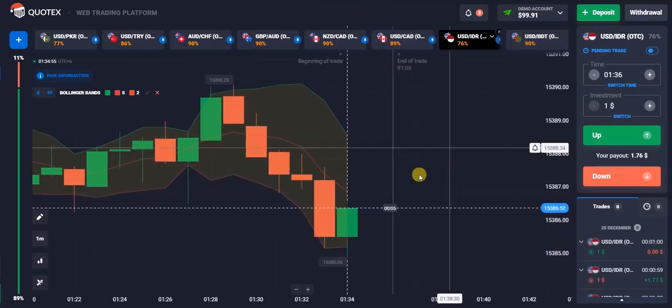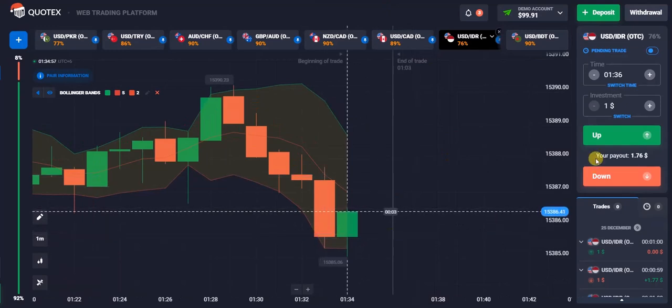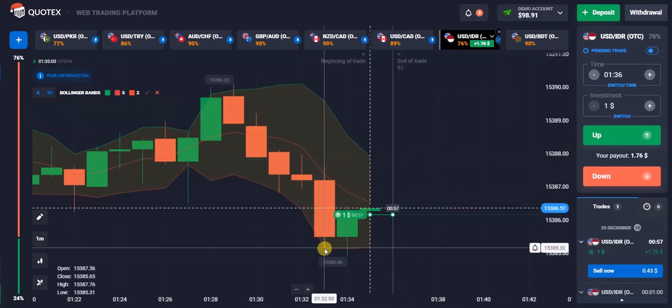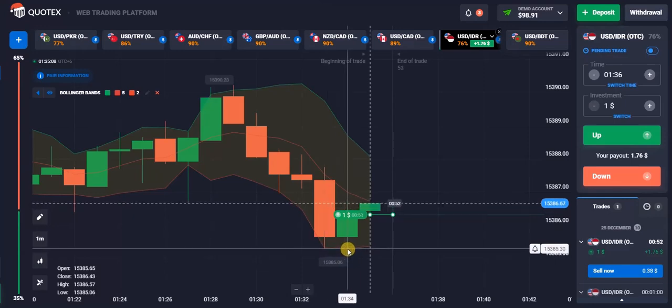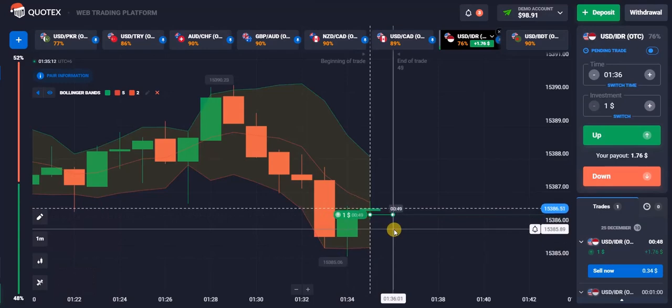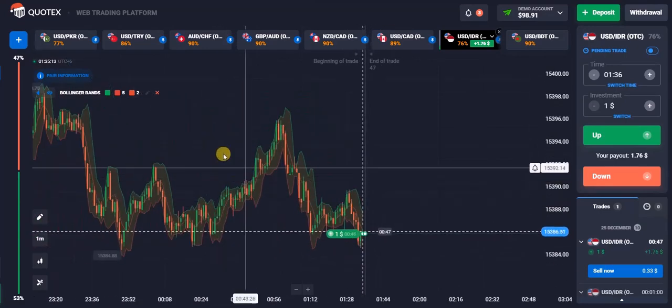Okay, so here is an opportunity. So we're gonna take an uptrend. This red candle perfectly touched the bottom line, and there was a healthy green candle. That's why I took an up call. And let's see, so this is a downtrend.